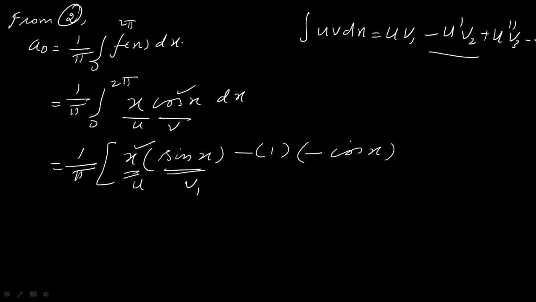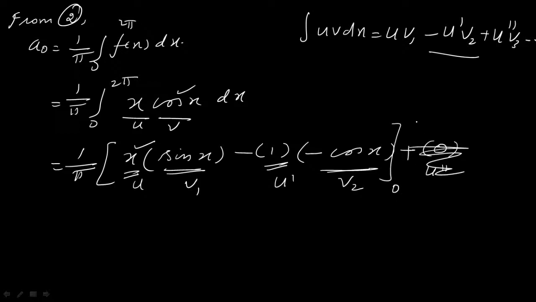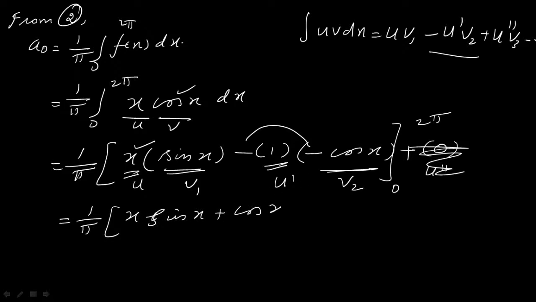We may not proceed further because in the next term, plus, while differentiating, this is your u dash and this is your v2. While differentiating this, u double dash becomes 0, right? So we can't proceed further. So let me stop up to this. So the limit from 0 to 2 pi. So that is 1 by pi. Let me simplify this by making minus and minus as plus. So x sin x plus cos x with the limit from 0 to 2 pi.